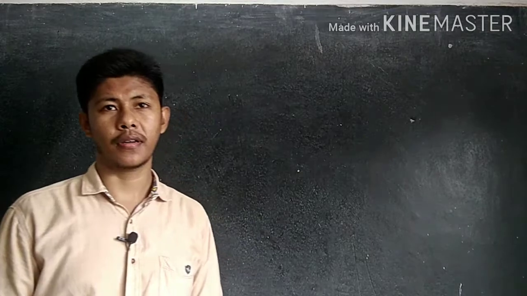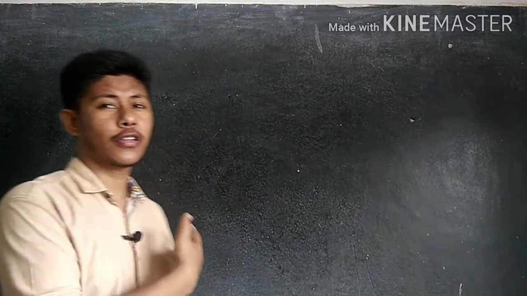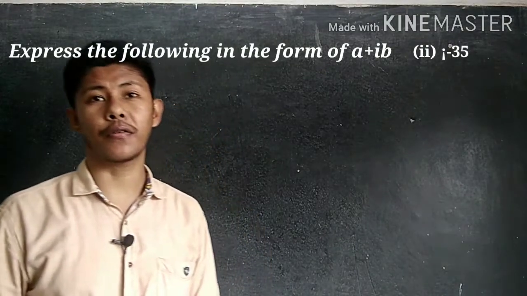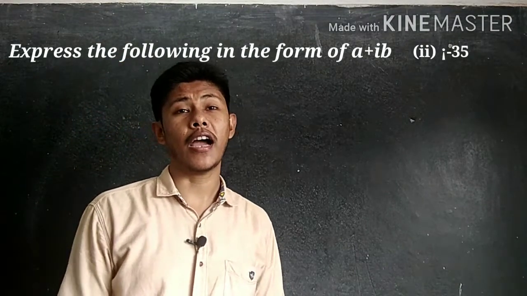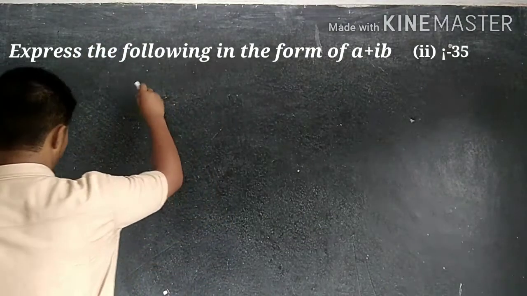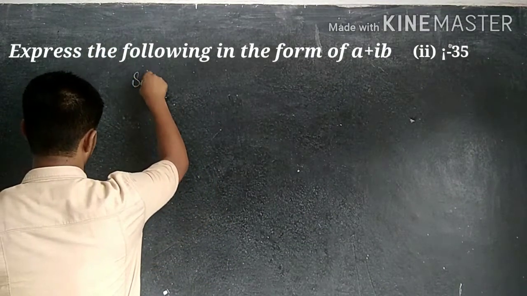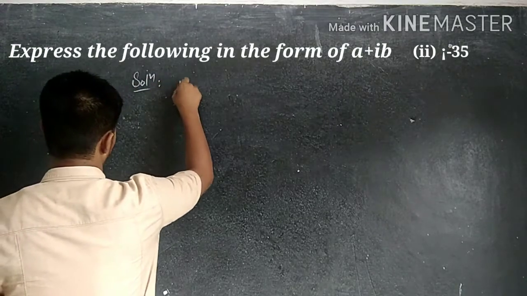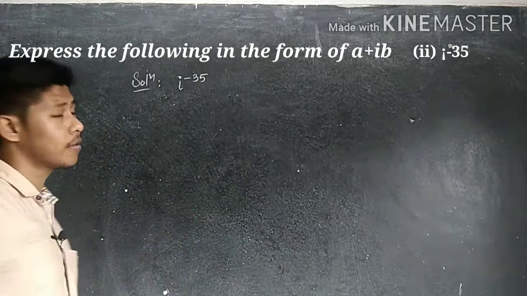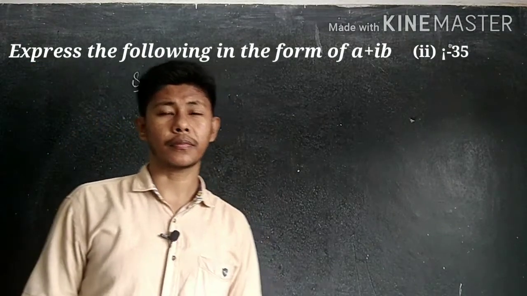Clear? Express the following in the form of a plus ib, and the question given is i to the power minus 35. So now here the question is given, i to the power minus 35. So we have to convert this one into a plus ib form.